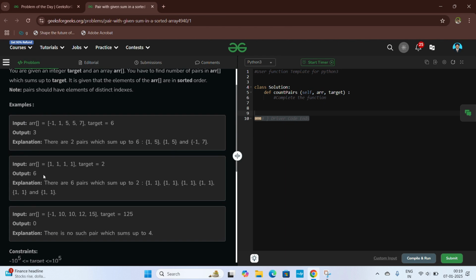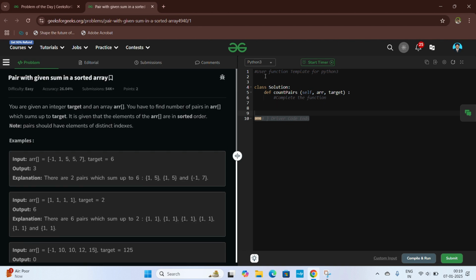They have given three example inputs. Let's consider the first input and output: array 1, 1, 5, 5, 7, target 6, output 3. We are solving it in the Python language. Let's solve this problem today.